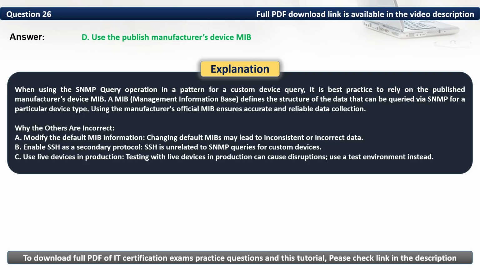When using the SNMP query operation in a pattern for a custom device query, it is best practice to rely on the published manufacturer's device MIB. A MIB defines the structure of the data that can be queried via SNMP for a particular device type. Using the manufacturer's official MIB ensures accurate and reliable data collection.